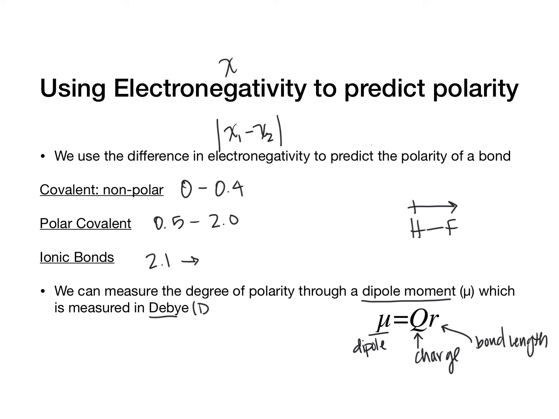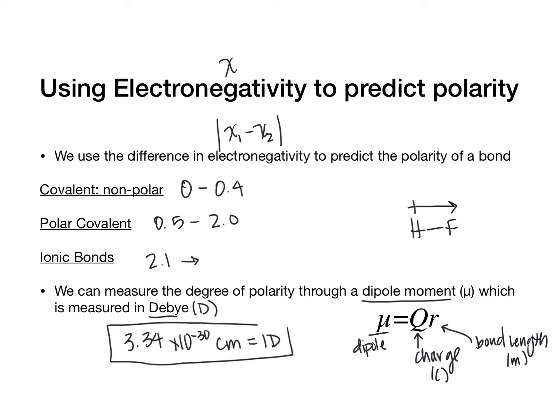And so dipole moments can be measured, or we can calculate them. It's important to note that the charge will be in coulombs, the bond length will be in meters, and the dipole moment is in a unit called the debye, D. The conversion factor is 3.34 times 10 to the negative 30th coulomb meters equals 1 debye. So this is a measurement that we can look at.